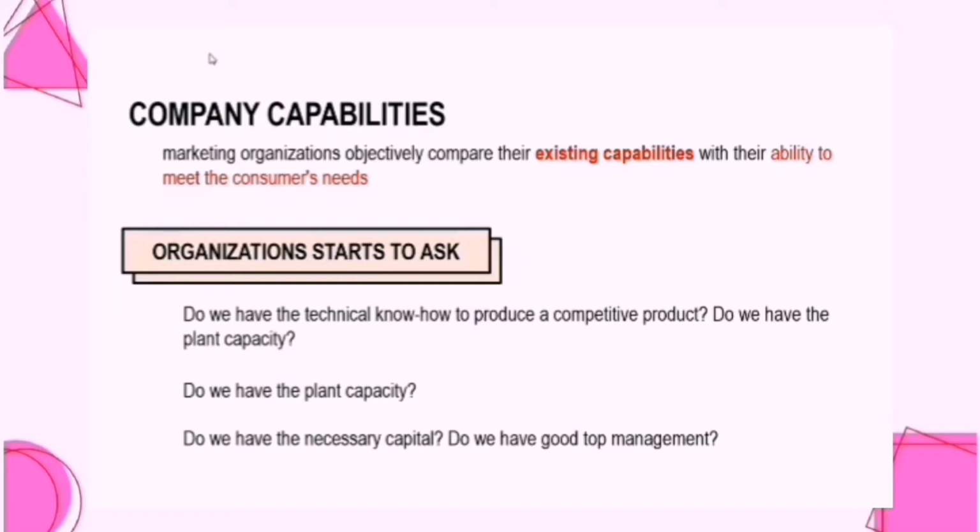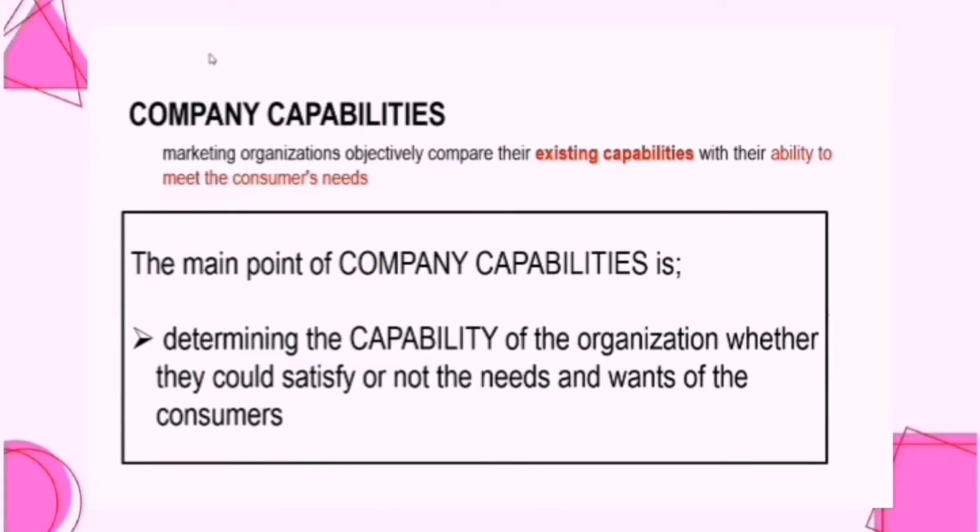These questions may create obstacles during production. Conversely, a strong advantage in cost control or dynamic leadership may provide the company with a competitive marketing advantage that has little to do with marketing but everything to do with the business succeeding. The main point of company capability is determining the capability of the organization, whether it could satisfy the needs and wants of the consumers.